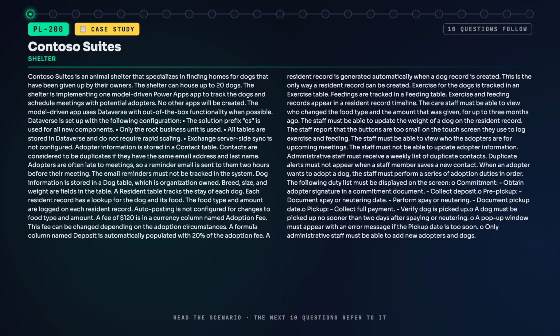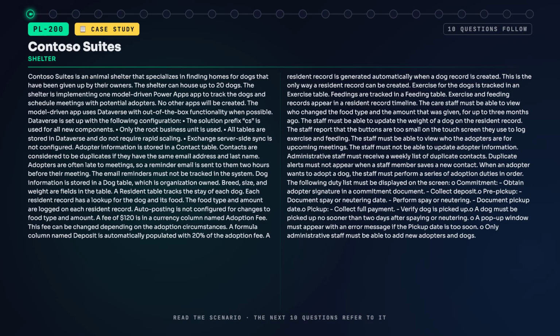Case study: Contoso Suites. Read the following scenario. Contoso Suites is an animal shelter that specializes in finding homes for dogs that have been given up by their owners. The shelter can house up to 20 dogs. The shelter is implementing one model-driven Power Apps app to track the dogs and schedule meetings with potential adopters. No other apps will be created.